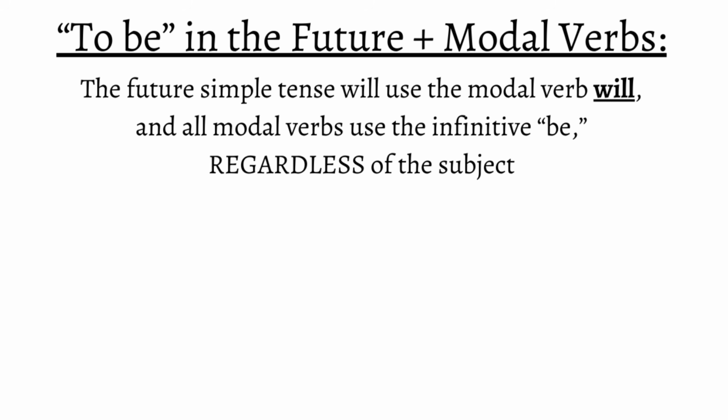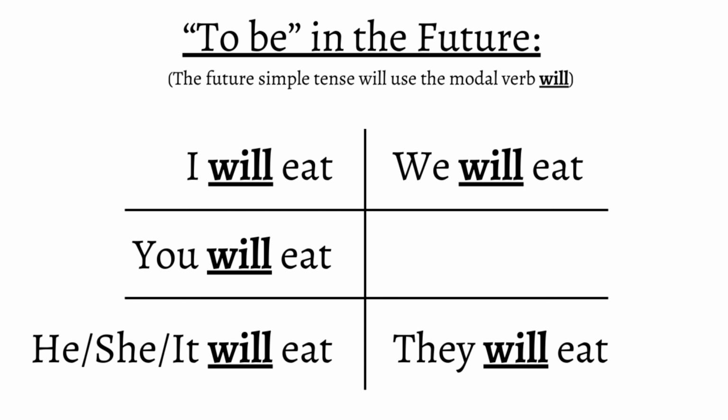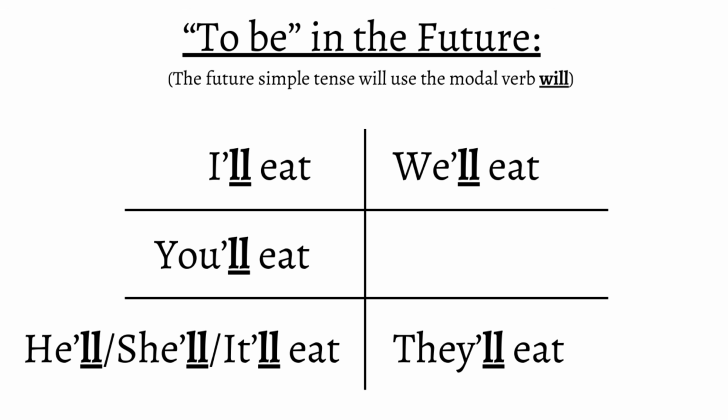The future simple tense will use the modal verb will, and all modal verbs use the infinitive be, regardless of the subject. A very simple example of that is I will eat, you will eat, he, she, it will eat, we will eat, and they will eat. Likewise, will has contractions. I'll eat, you'll eat, he'll eat, she'll eat, it'll eat, we'll eat, and they'll eat.